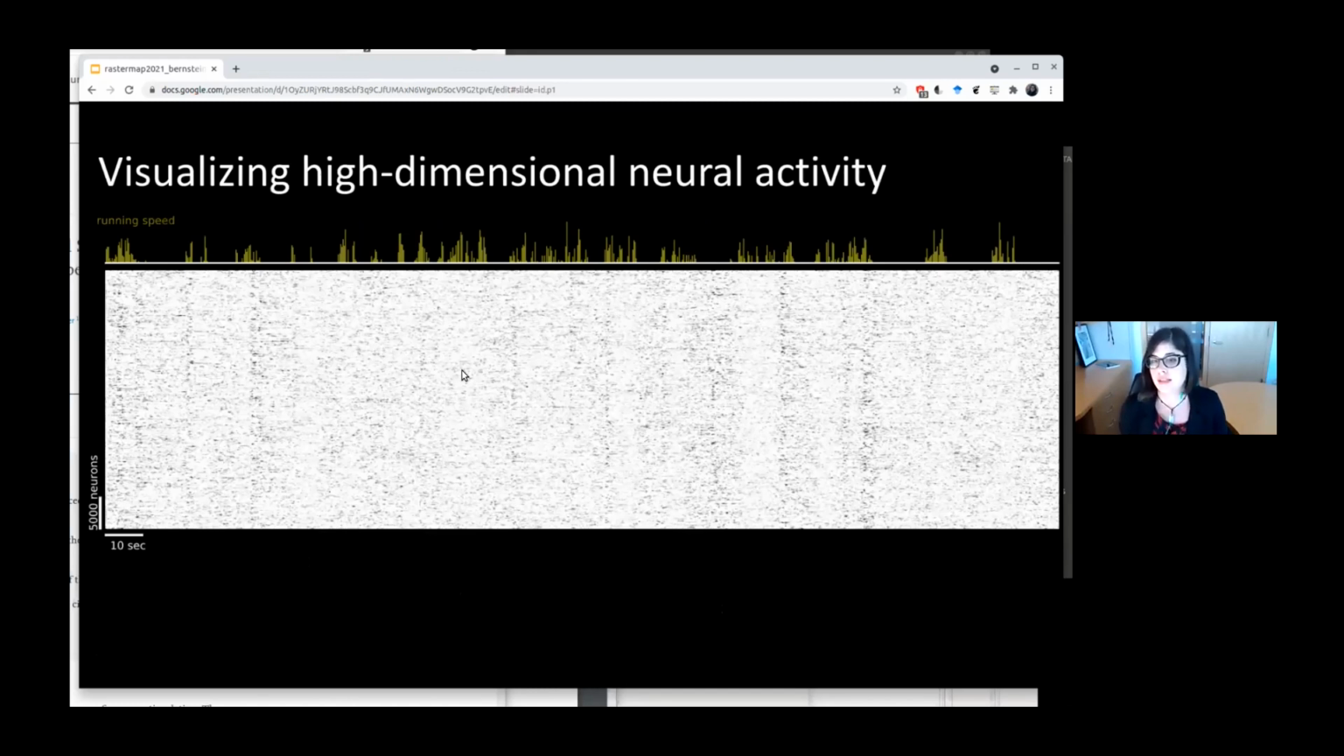First you want to get a sense of what's going on in the data, and then you can try to build models of it. All right, so we have this large scale data, many thousands of neurons by many time points.